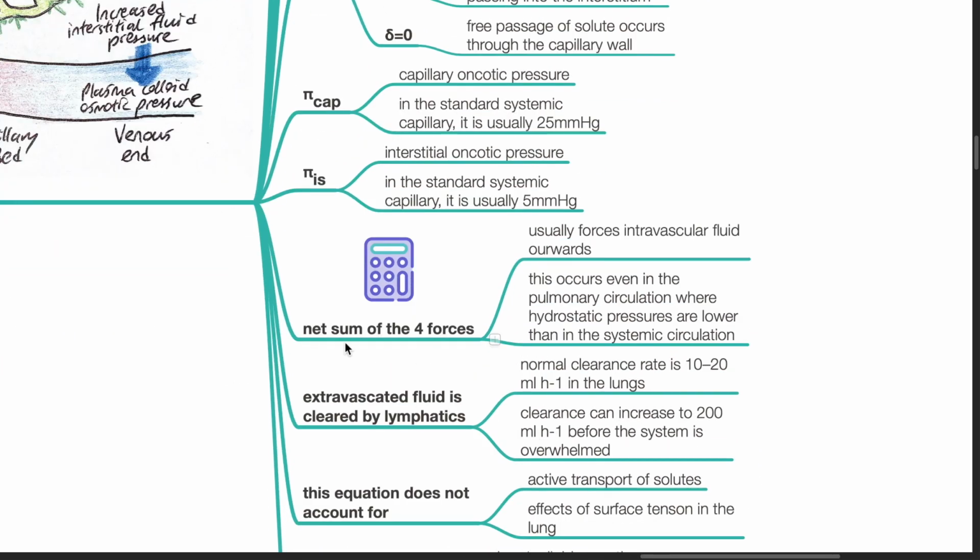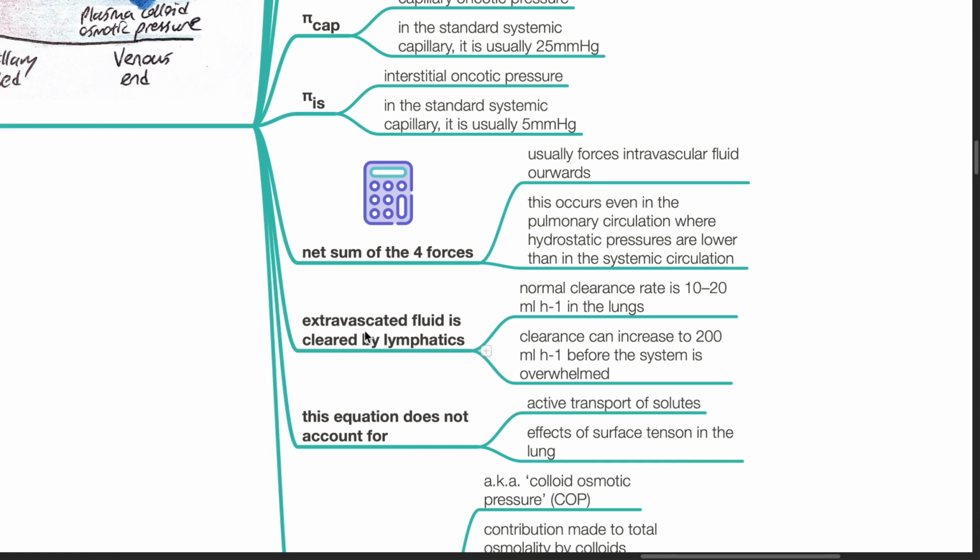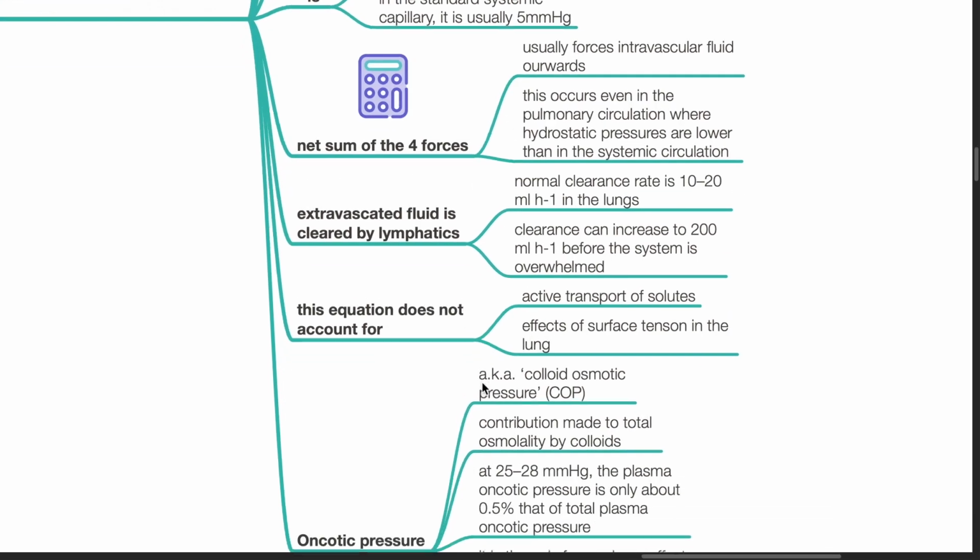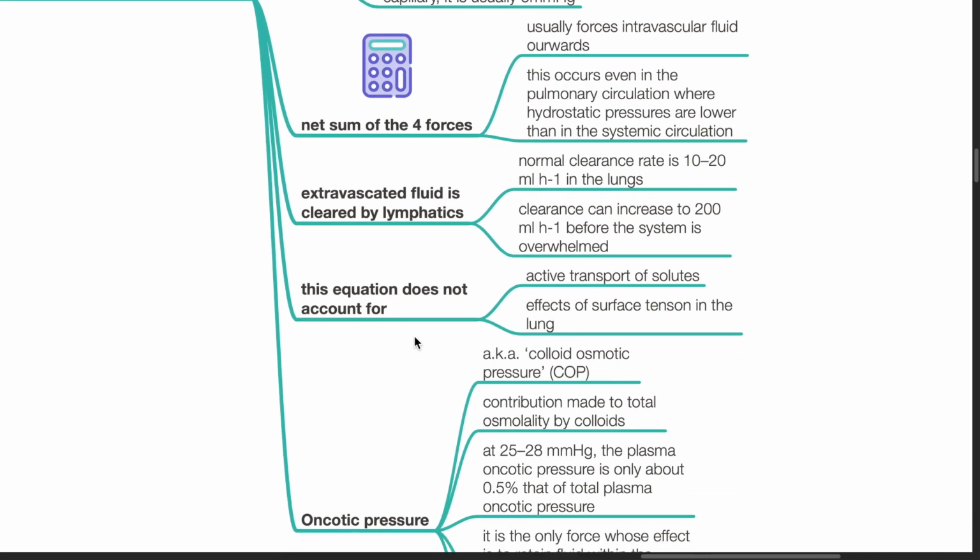The net sum of the four forces usually forces intravascular fluid outwards. This occurs even in the pulmonary circulation, where hydrostatic pressures are lower than in the systemic circulation. Extravasated fluid is cleared by lymphatics. Normal clearance rate is 10 to 20 mL per hour in the lungs. Clearance can increase to 200 mL per hour before the system is overwhelmed. This equation does not account for active transport of solutes and the effect of surface tension in the lung.